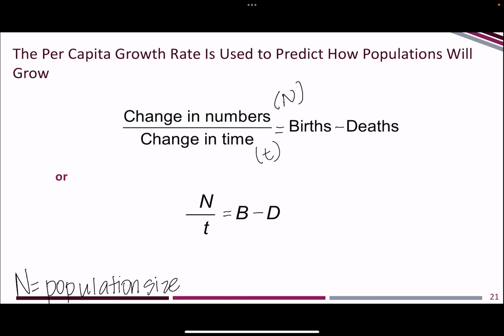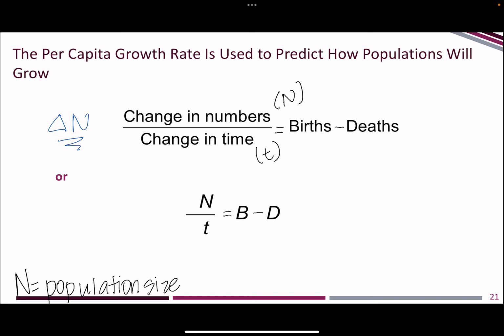So we can look at the growth rate of a population. Rate is always some sort of change over time. So we can look at the growth rate of a population, or the change in the population size over time. And this is going to be determined by the net reproduction. So net reproduction is, again, going to be births minus deaths. So this makes sense, right? Our population is going to change by the number that are born and by the number that die.